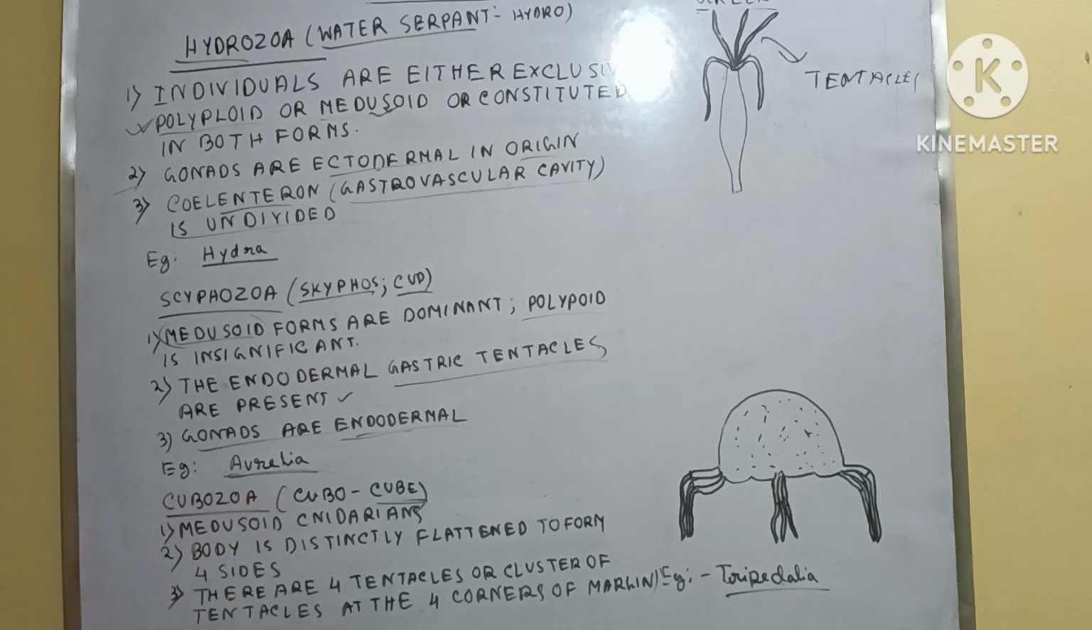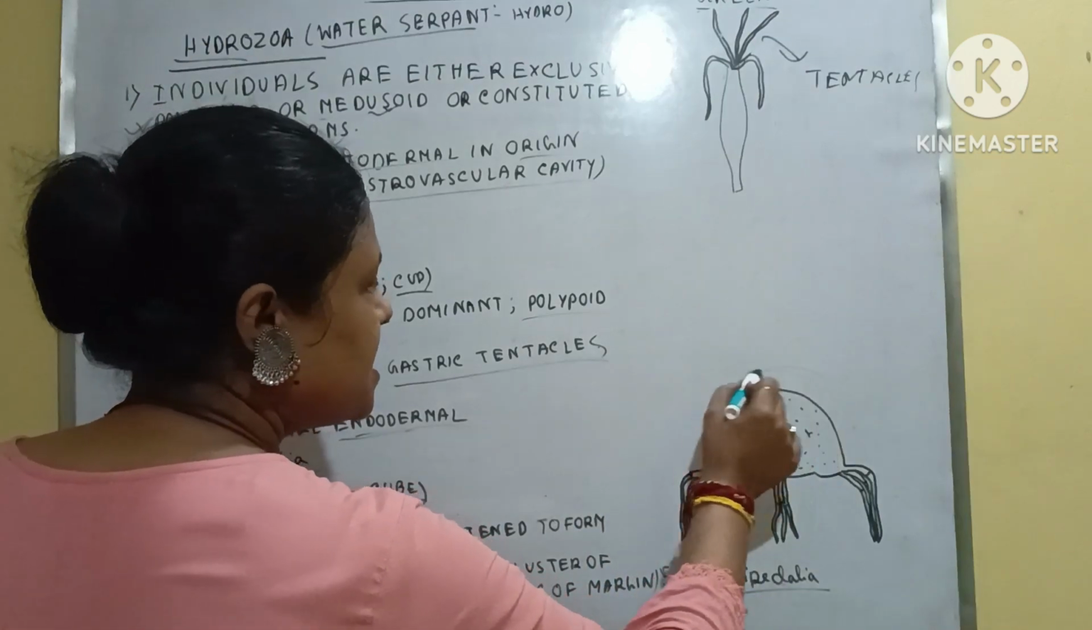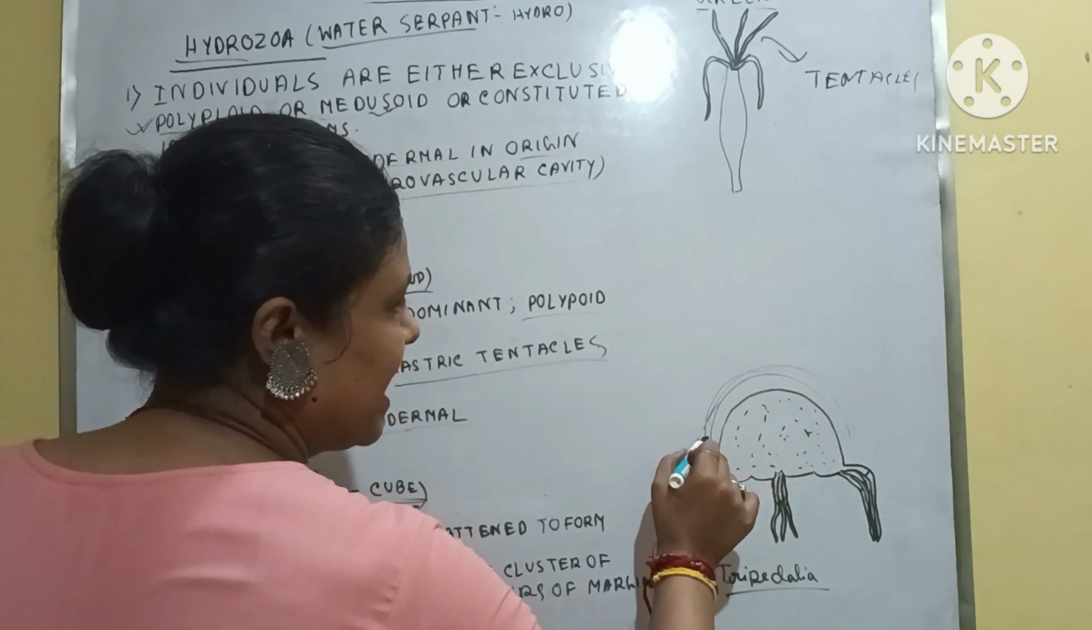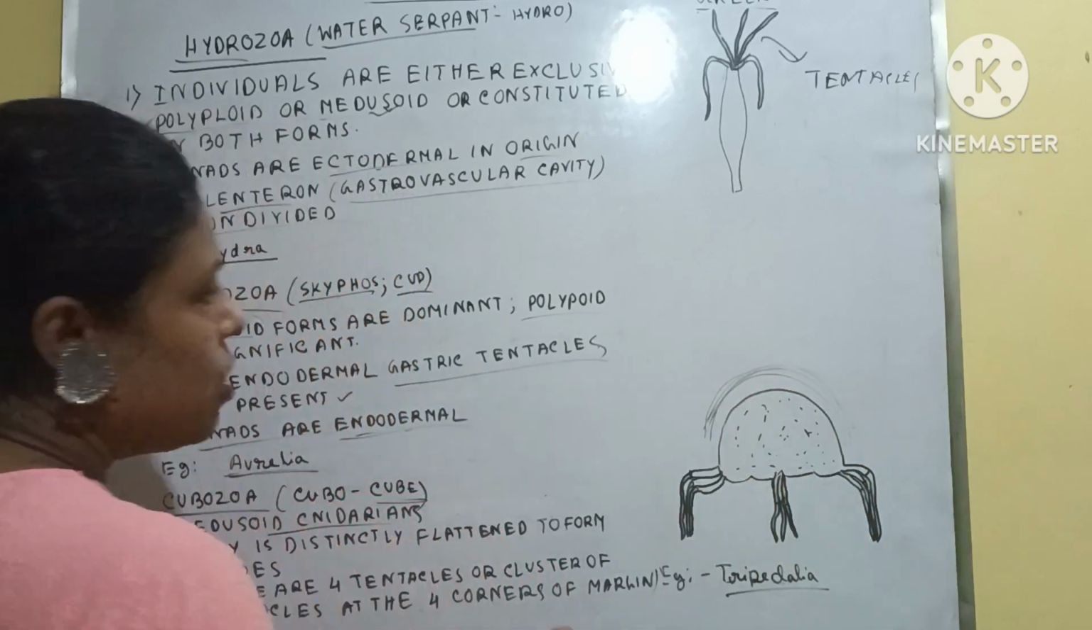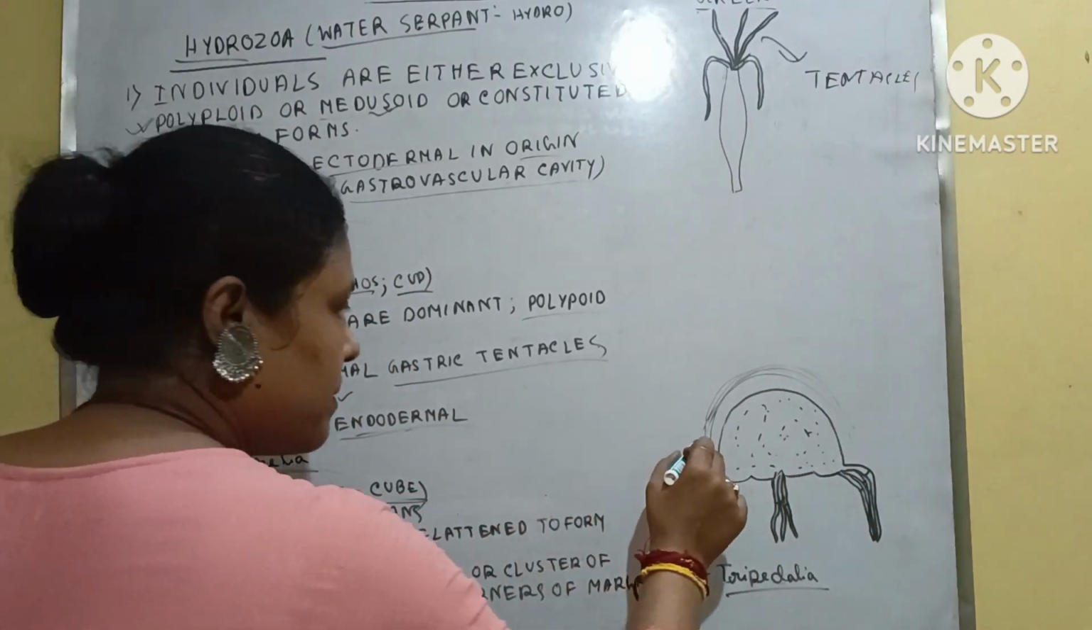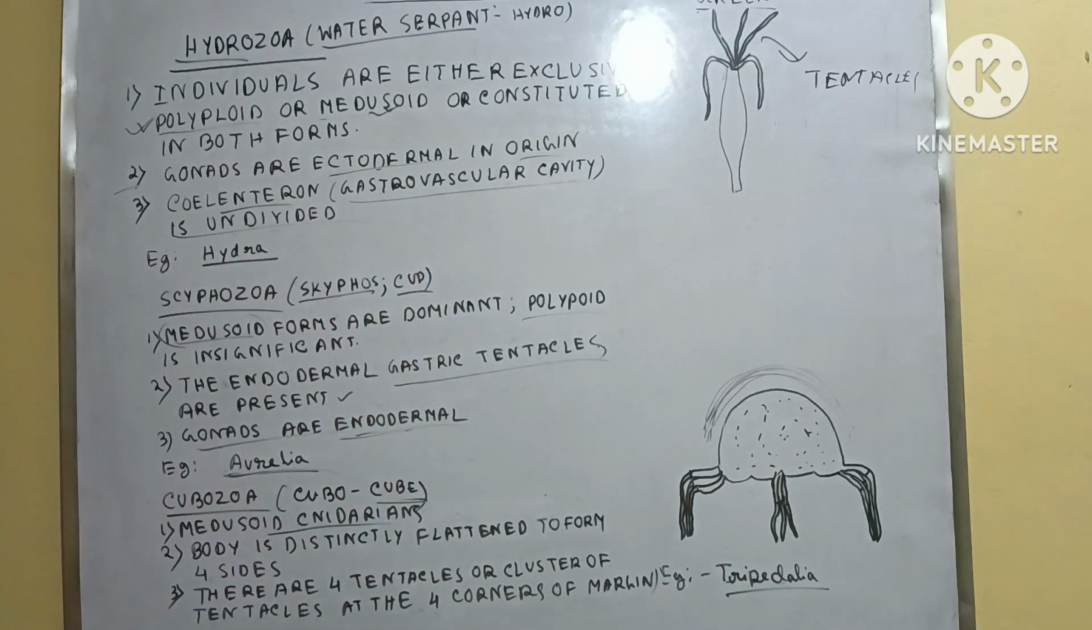The Cubozoa, the first character is medusoid. These are actually medusoid Cnidarians, but bell-shaped we can see. That means this structure is a bell-shaped structure. So these are actually seen mostly in the bell-shaped form. Okay. And the maximum Cnidarians are medusoid.